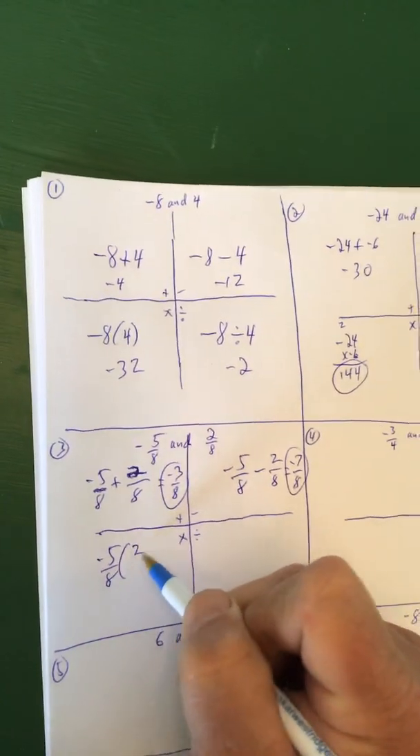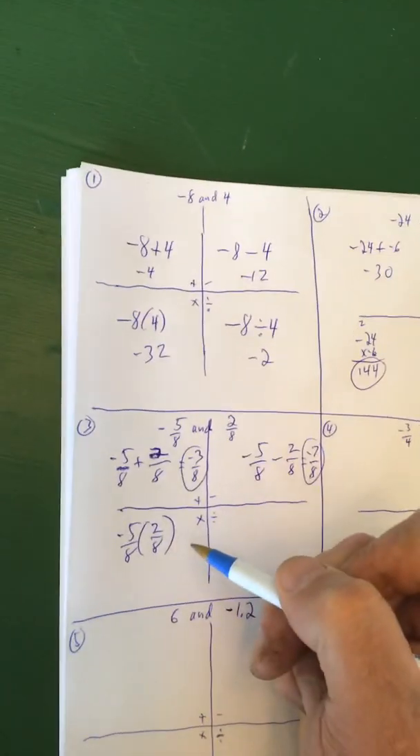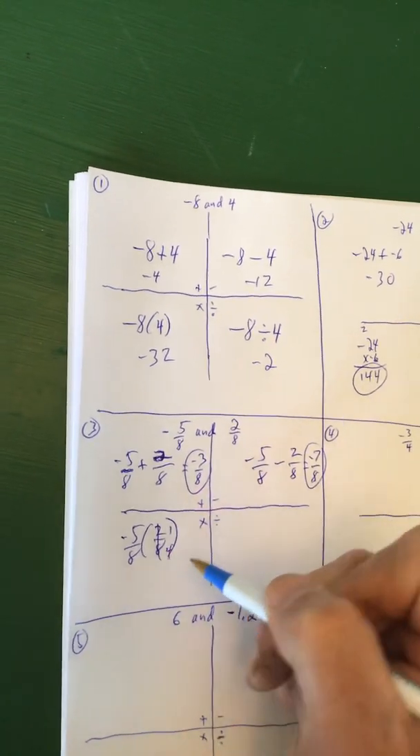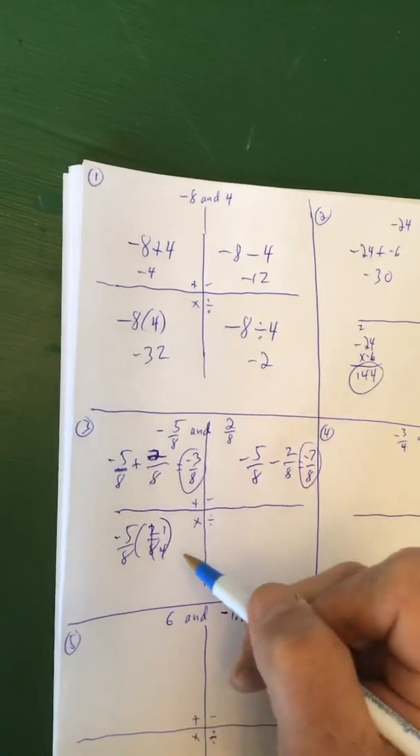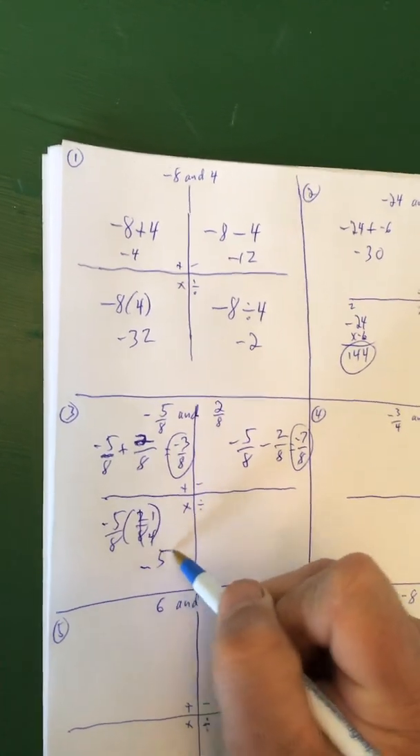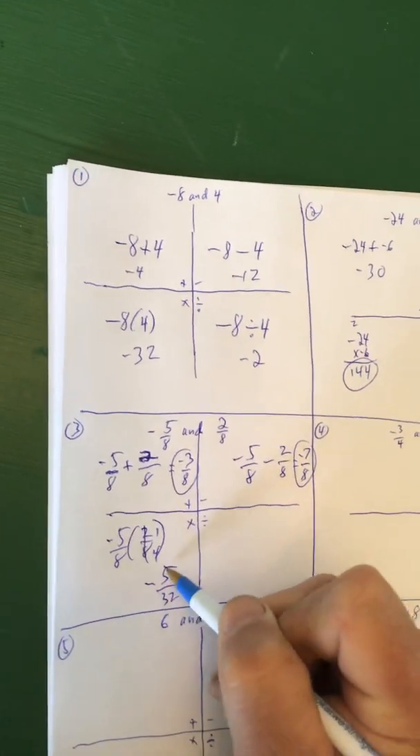-5/8 times 2/8, I'll use parentheses here. I can reduce this, this reduces to 1/4, or you could have cross canceled, either way. Multiplying, dividing, and the signs are different, your answer is going to be -5/32.